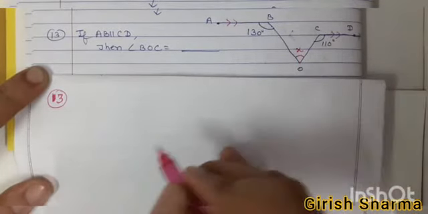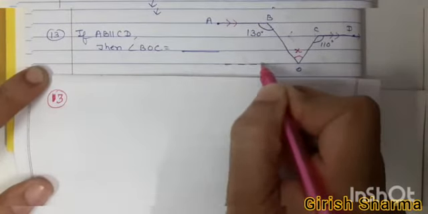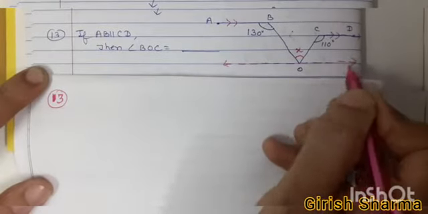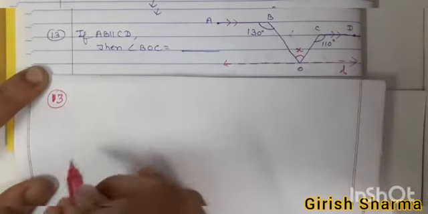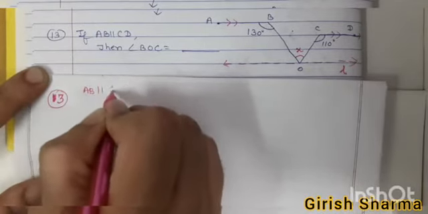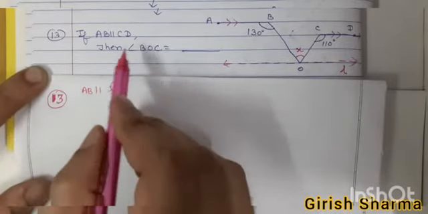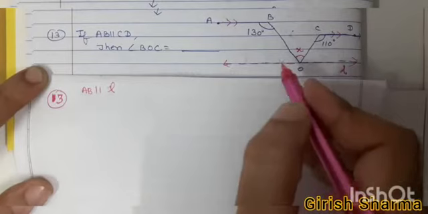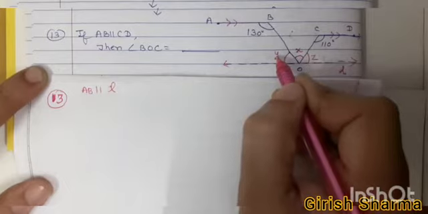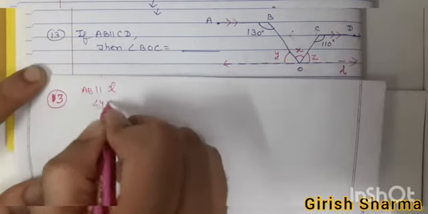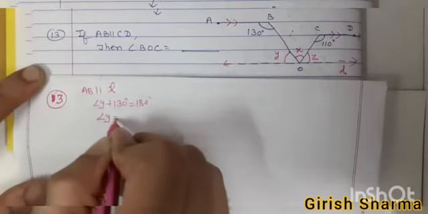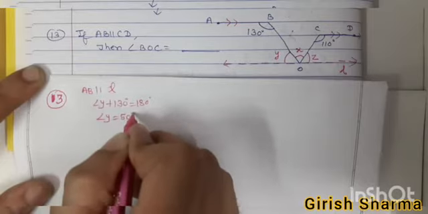Okay, what I am going to do, I am drawing one line which is parallel to AB and CD both. This is the line, I can say L. Because AB is parallel to L, what is the meaning? These two will be co-interior angles. Can I say this is Y? Can I say this is Z? Then angle Y plus 130 degrees will be 180 degrees. So what will be angle Y? 180 minus 130 is 50 degrees.